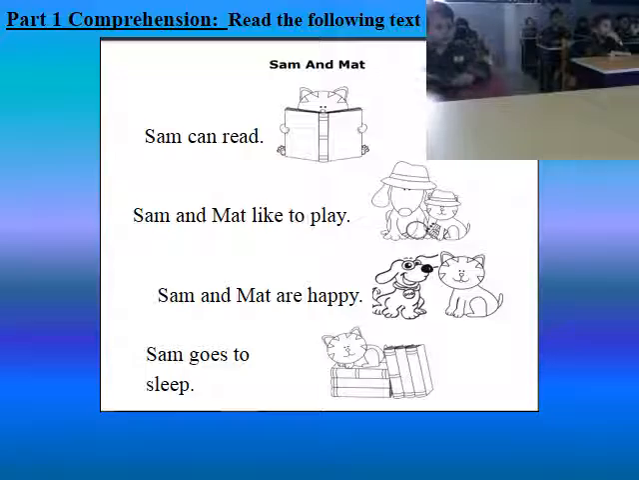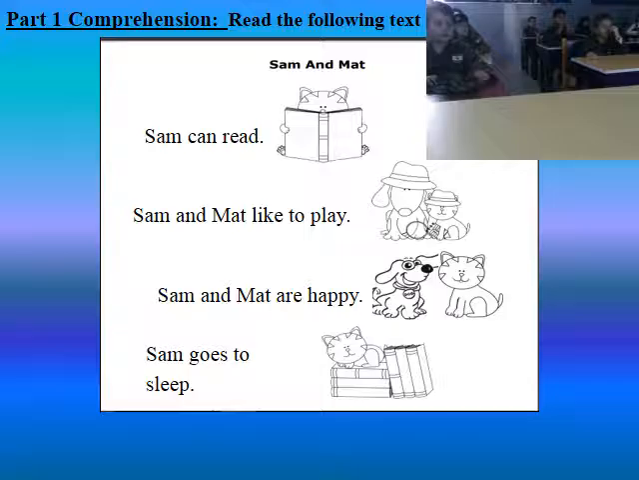Alright? We're going to read the following text and we're going to answer the question. So let's read it together. Sam can read. Good. Sam and Sam are happy. Good job. Sam goes to sleep. Good.